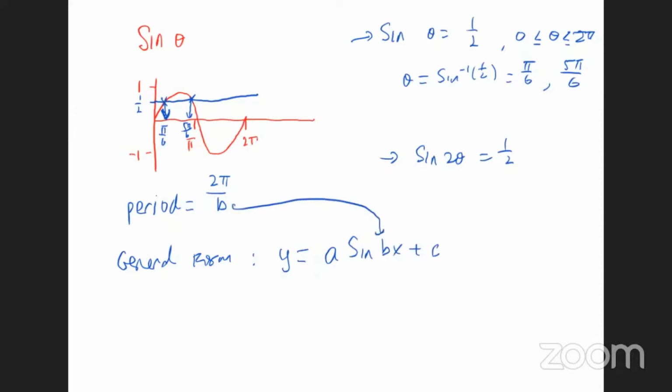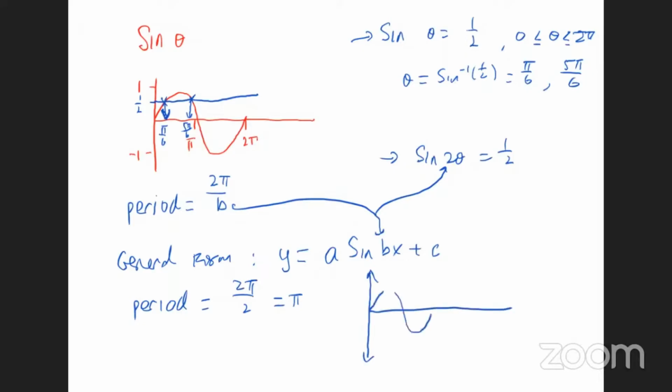So for example now, if I said b is 2, then the period will now become 2 pi over 2, which is pi. So it means that the period is now smaller. So it takes pi for one cycle. So watch this here now. If it takes pi for one cycle, it means that one cycle will be done after pi. So between pi and 2 pi, you'll have a next cycle. What does that say? That says that for sine 2 theta, between 0 and 2 pi, we have 2 cycles.